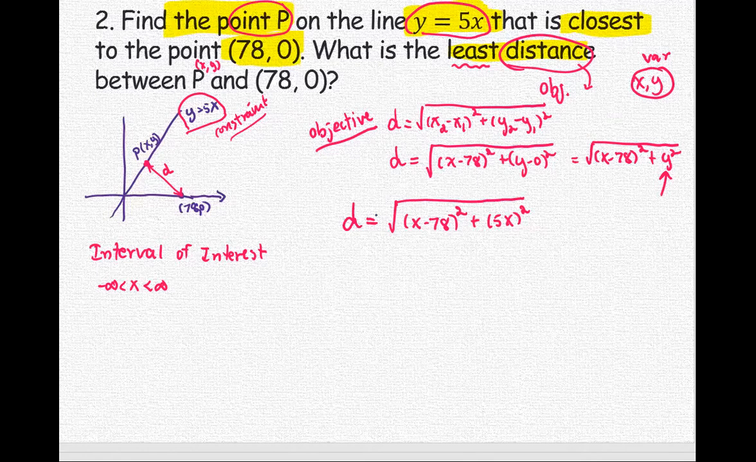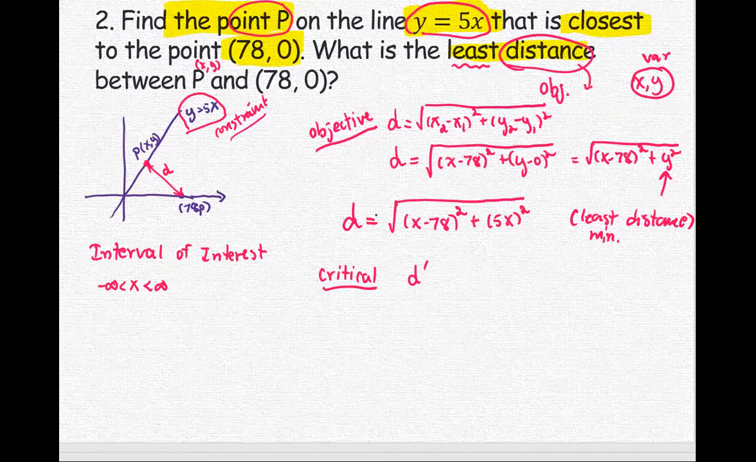What we have to do next is find what x value gives the least distance. Least distance means the minimum value of the distance. So we're going to optimize it by finding the critical value using the derivative. In this case, you have the square root, and you have the power 2 inside. You can expand the terms in the radical, or you can treat it the way it looks by using the chain rule.